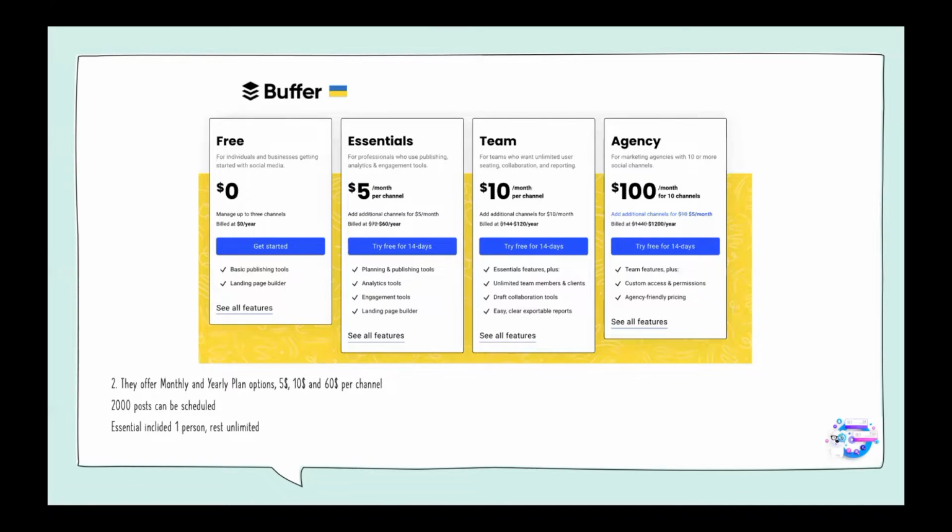So this is what their plan looks like. Now it's $5 per channel. So remember this, per channel. So if you have 5 channels, this becomes 5 fives, $25. So it's already more expensive than Hellowoofy's plan.